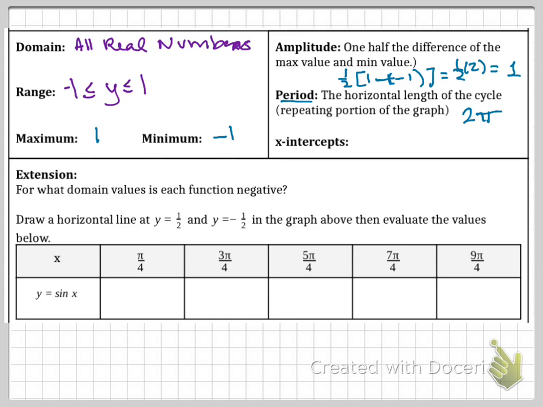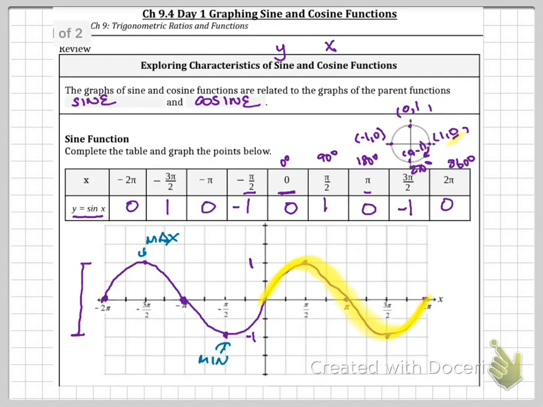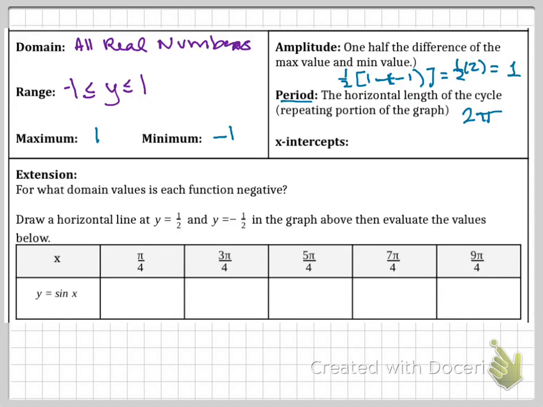Looking at our x-intercepts, so where do they hit the x-axis? Notice that we hit at 0, at pi, 2 pi. Notice we hit at negative pi and 2 pi. So you can probably guess where it's all going to hit. So we have x-intercepts at 0, plus or minus pi, plus or minus 2 pi, plus or minus 3 pi. And then you'll notice that it'll probably go to 4 pi, 5 pi, and so on. So there are our x-intercepts.